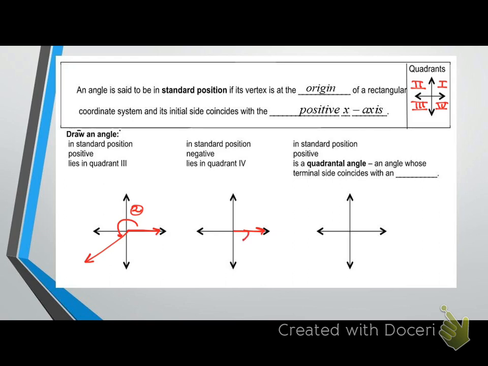Well, negative means I'm going this way, and to end up in quadrant 4 means I'm going to stop right here. So that's going to be a negative angle, negative theta.